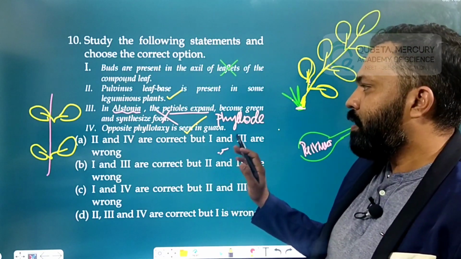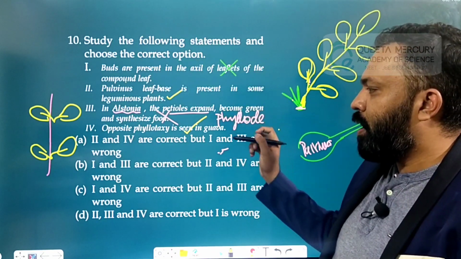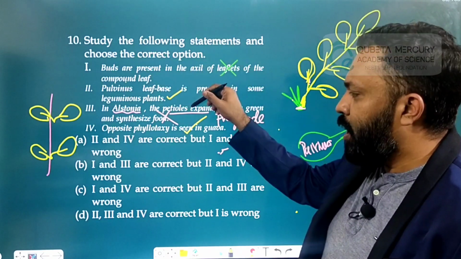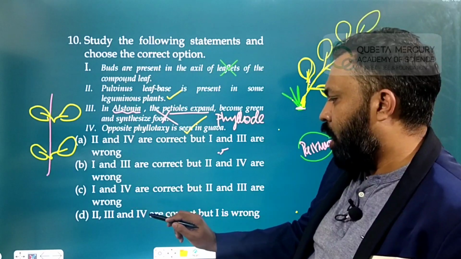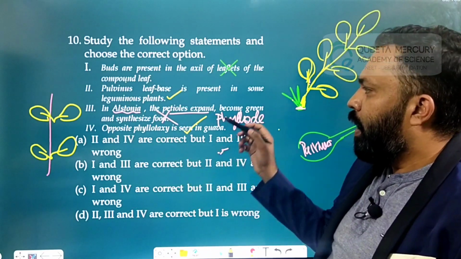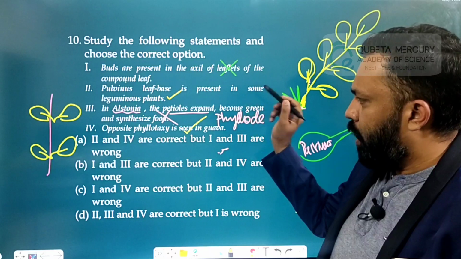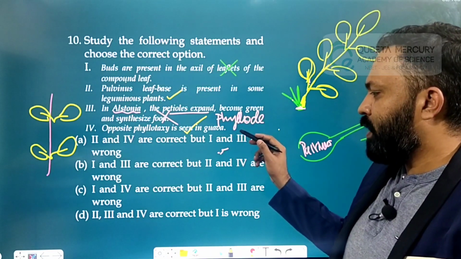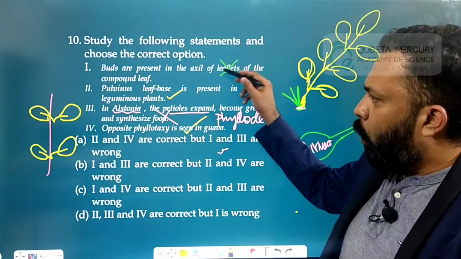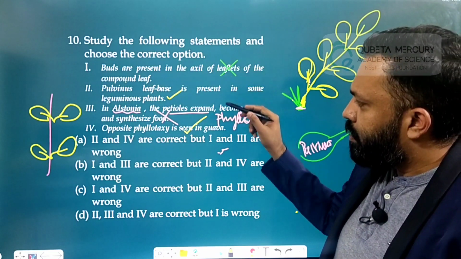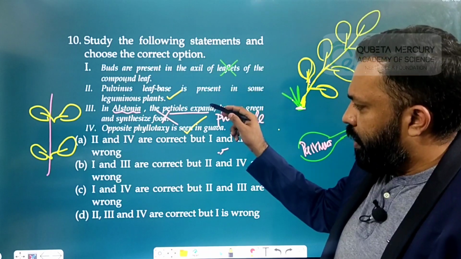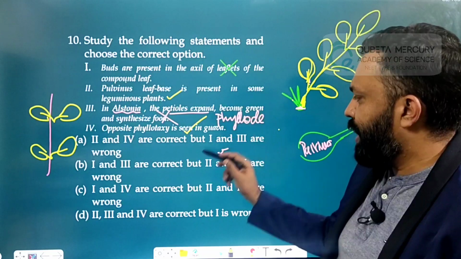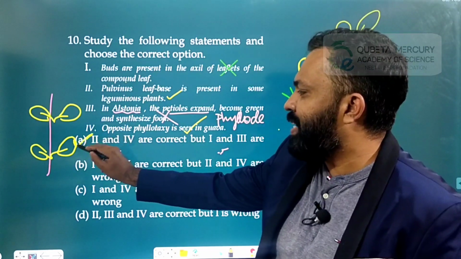1 and 3 are wrong. And 2, pulvinous, leguminous plants, fine. And opposite phyllotaxy is seen in Guava. That also is right. So 1 and 3 are incorrect, 2 and 4 are correct. That is option A itself, right?